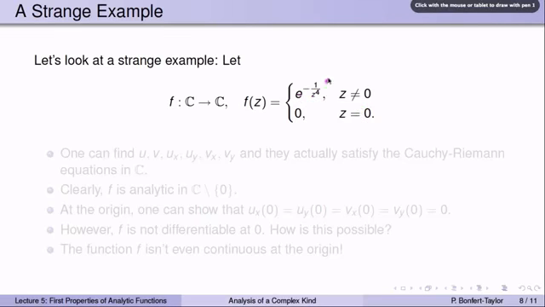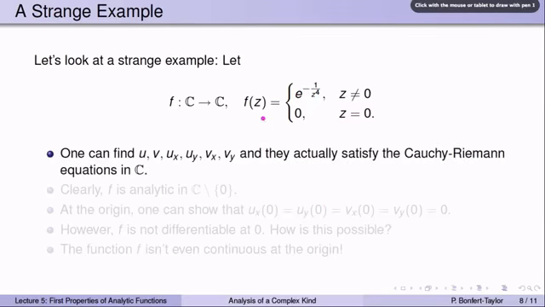The minus sign still makes an analytic function. The exponential function is analytic, so the composition of these two is analytic. So in C minus the origin, clearly this function f is analytic. In fact, one can find u, v, their x and y derivatives and all that, and show that they actually satisfy the Cauchy-Riemann equations everywhere in C. They clearly satisfy them in C minus 0 because we just saw that f is analytic in C minus 0, but they actually satisfy them at the origin as well.